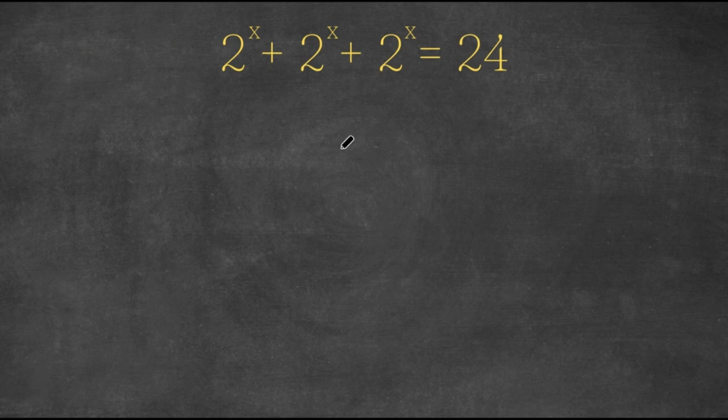In today's video, I'm going to be teaching you guys how to solve this exponential equation. So we have 2 to the power of x plus 2 to the power of x plus 2 to the power of x equals 24.